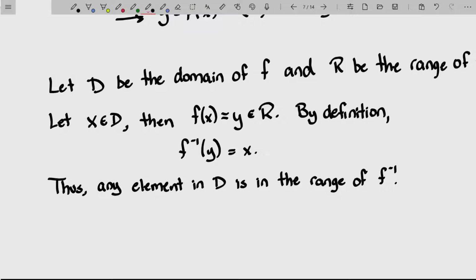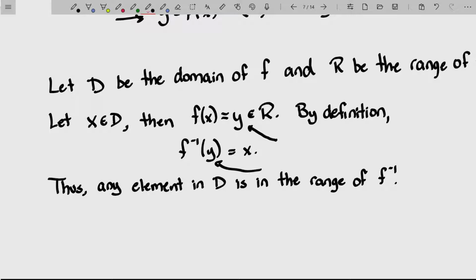Now, by a somewhat similar argument, since x was an arbitrary element from the domain of f, and it led to a value in the range of f, we're saying, by definition, we can plug that value that's in the range of f into f inverse.